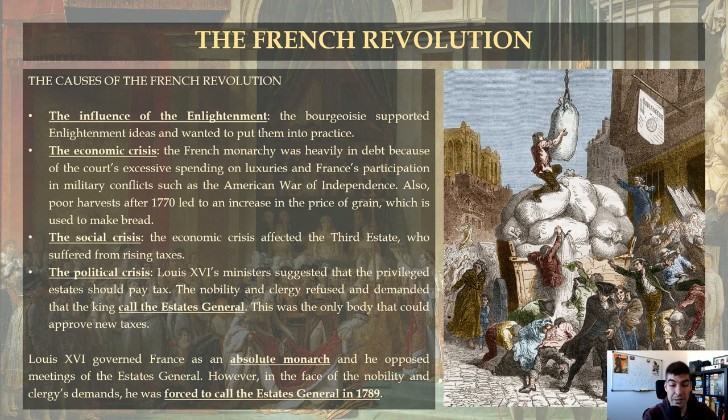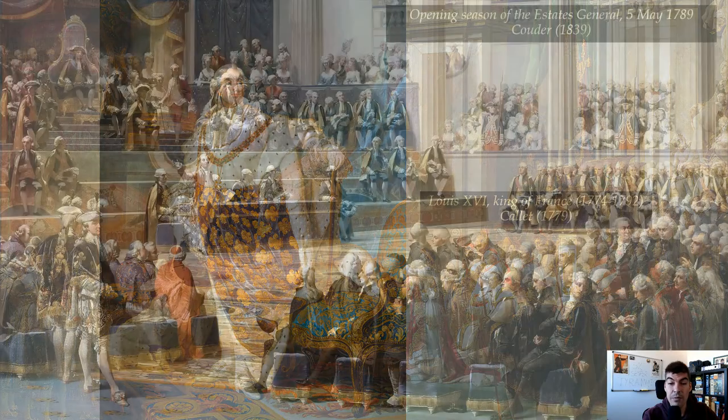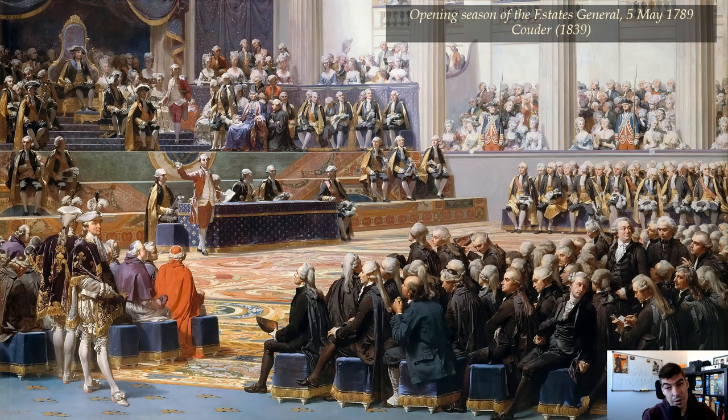So Louis XVI, he was an absolute monarch and he opposed the meeting of the States General, but he faced the opposition of the first and the second estate, so he finally was forced to call them, and he did that in 1789. This is Louis XVI, very handsome, as you can see. And this is the opening session of the States General on the 5th of May of 1789. Okay, here you have the king, Louis XVI, and the third estate gathered.